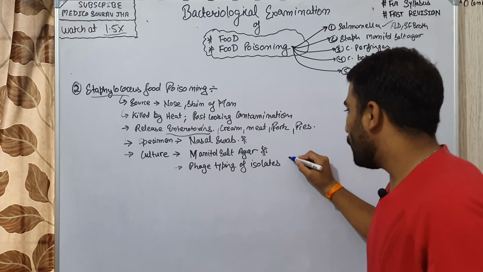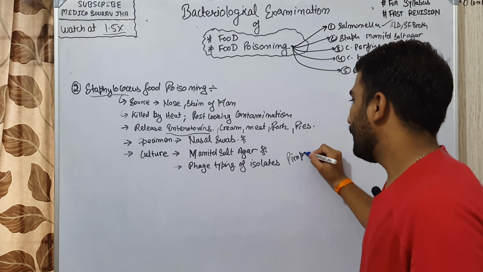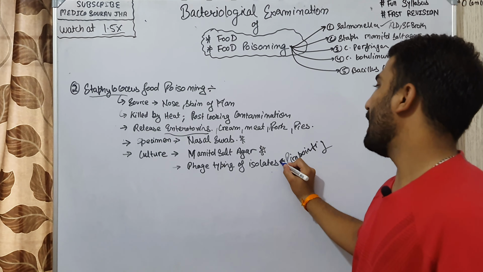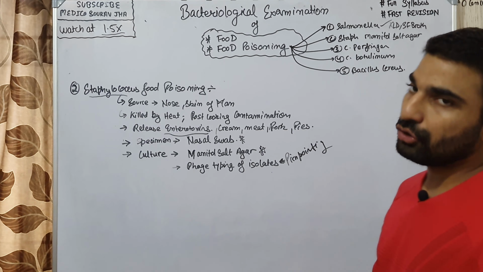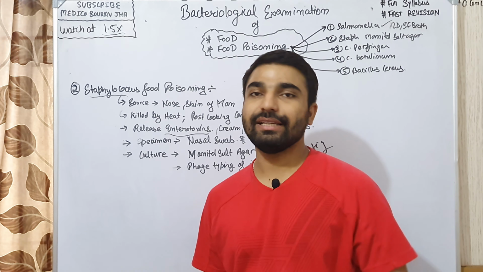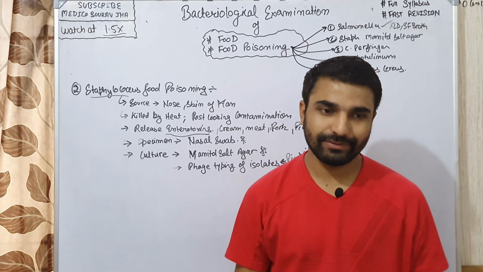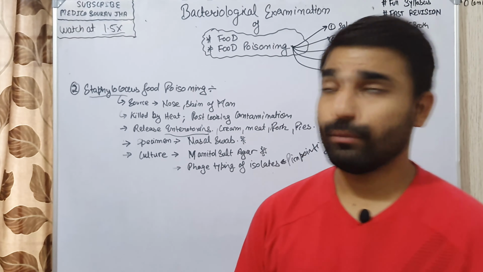For pinpointing, we can do phage typing. Phage typing can actually reveal that the bacteria causing the food poisoning is Staphylococcus.